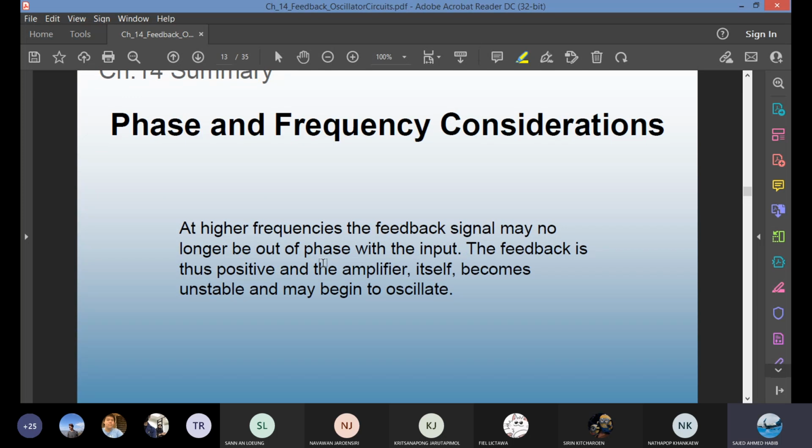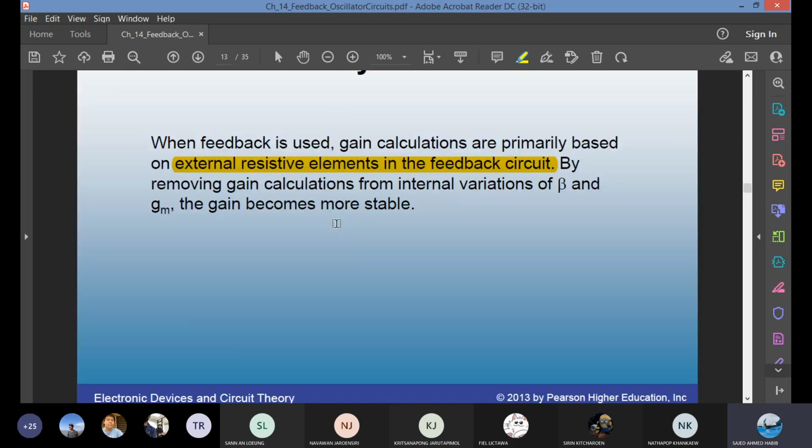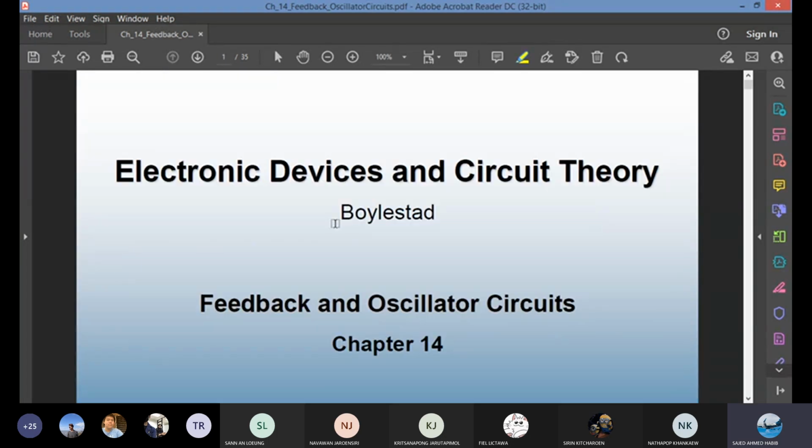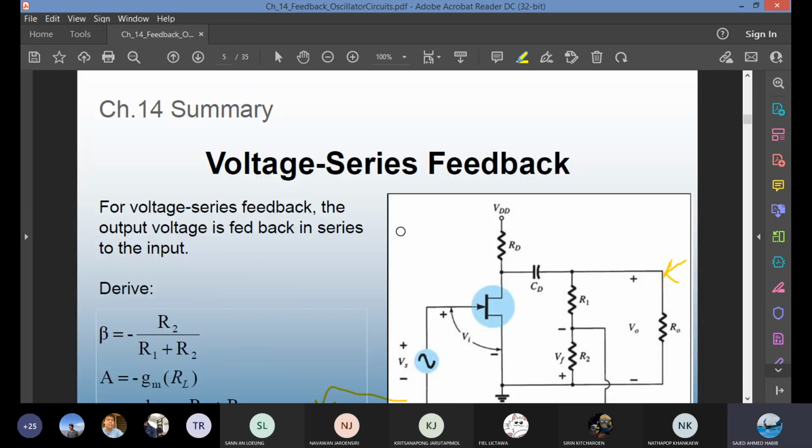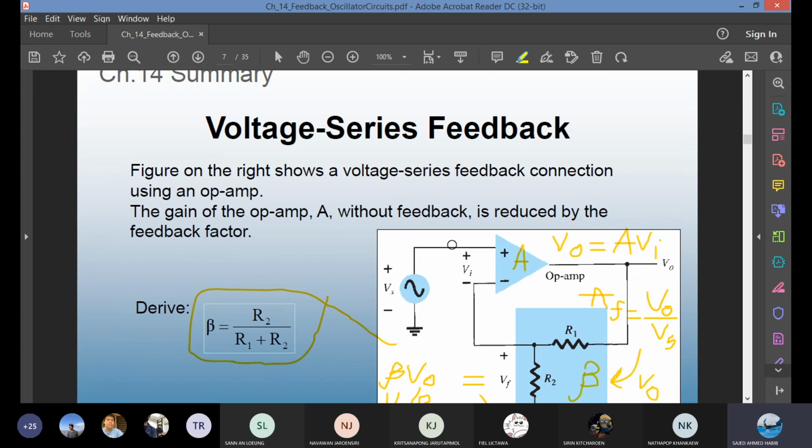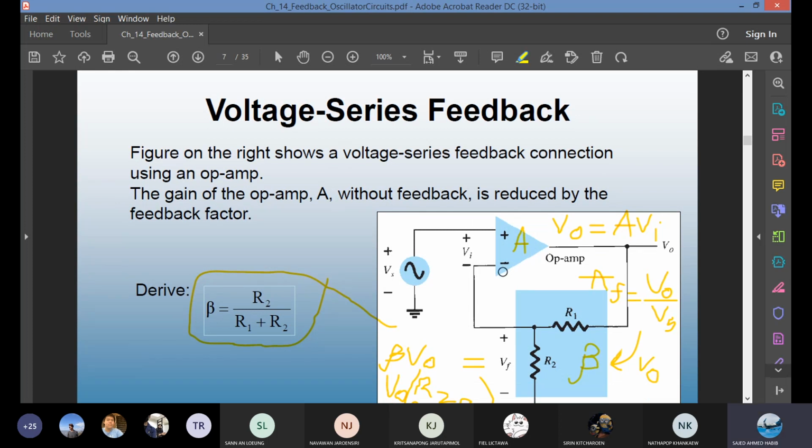Here is a consideration for frequency. If you go to too much high frequency, the feedback signal might become out of phase with the input. Let's say you are operating in a normal medium to low frequency, or even medium high. You have a feedback signal and you have an input signal. If they are the same phase, you don't have to worry. Let me show you the op amp, voltage series feedback with the op amp. This one is the same phase. You are taking Vs minus Vf when they are the same phase.